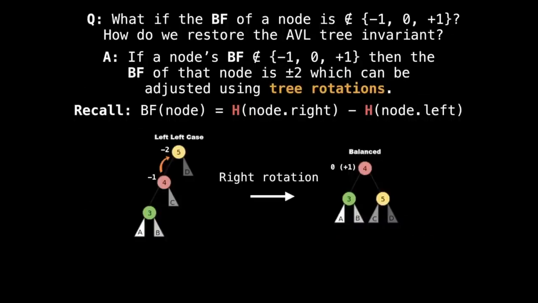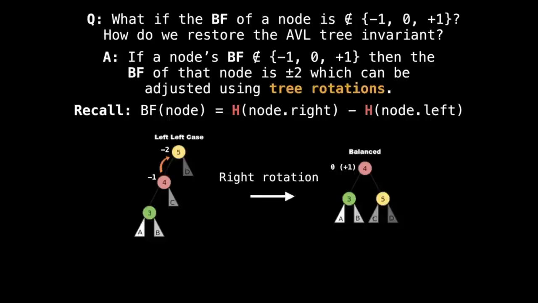So a slide or so back, I said that the balance factor of a node must always be -1, 0, or +1. A natural question to ask is, how do we handle the case where this is not true? The answer is that if this is not true, then the balance factor must either be +2 or -2, which we can easily handle with tree rotations. The rotations we need to perform, depending on the structure of the tree, can be broken down into 4 distinct cases.